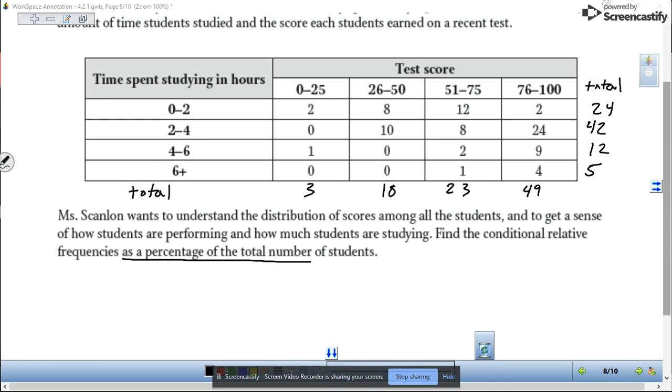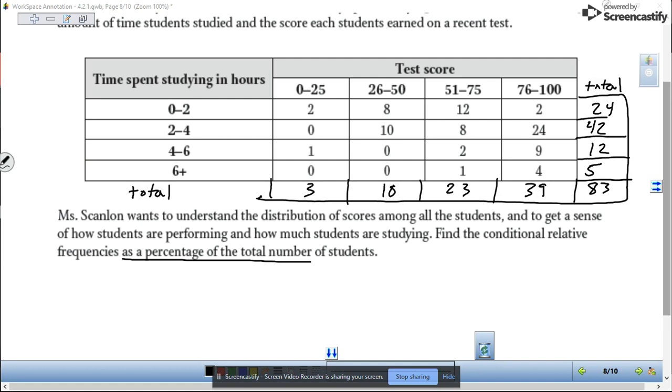Now I need to make sure my totals add up. So 24 plus 42 plus 12 plus 5, 83 kids. And then 3 plus 18 plus 23 plus 49 is 93 kids. I missed some somewhere. No, it was 39. Like I said, bear with me, it's early in the morning. 39 for 83 total kids. So those are your totals.